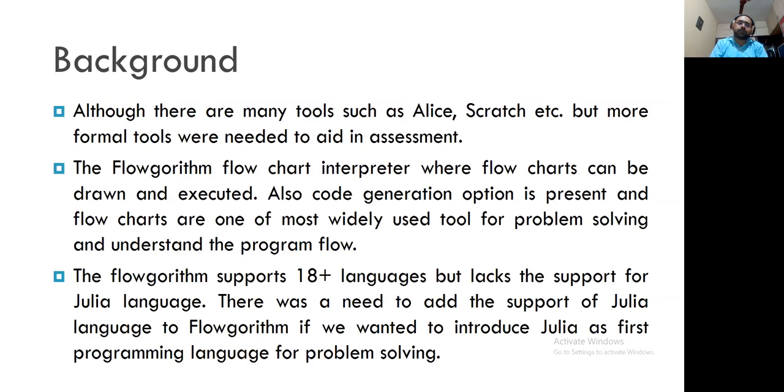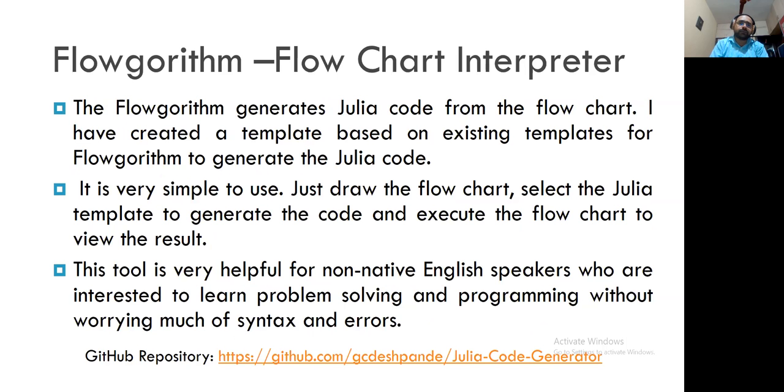The Flowgorithm tool supports 18 plus programming languages, but lacks support for the Julia language. So there was a need to add support for the Julia language to Flowgorithm if we wanted to introduce Julia as the first programming language for problem solving. Then the Flowgorithm flowchart interpreter generates Julia code from the flowcharts.